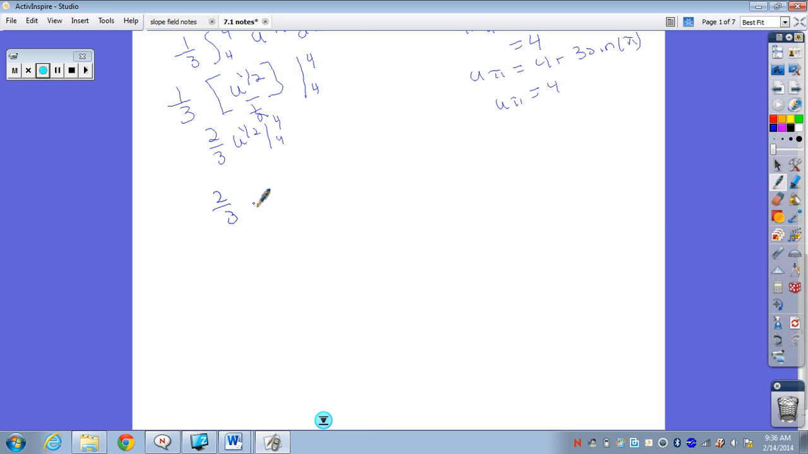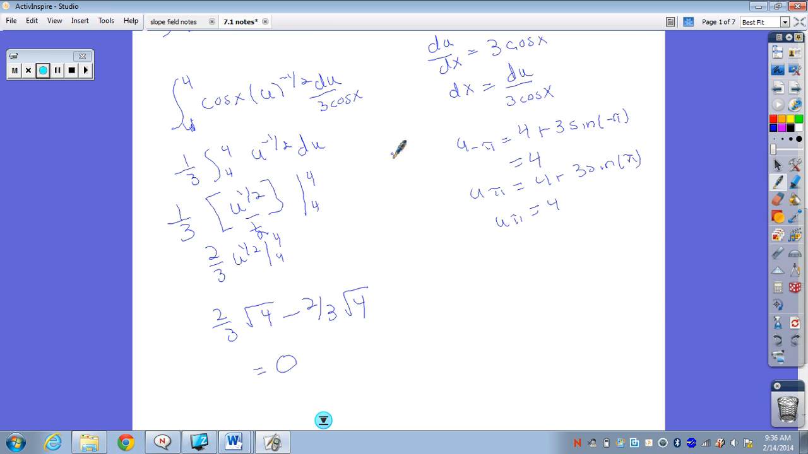And then just to practice with plugging in, we get 2/3 times the square root of 4 minus 2/3 times the square root of 4, which again is why it's equal to 0. So for this one, if the bounds are the same, you can stop here and just say it equals 0 because of the properties, but I just wanted to practice because on the test and on a lot of the ones that practice with this, it won't be the same bounds.